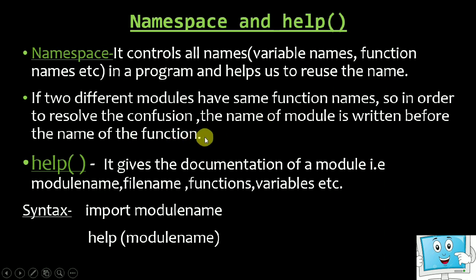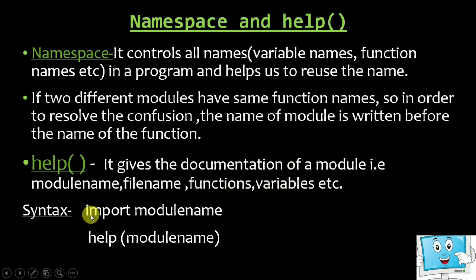This we will understand practically. Next we have is the help function. It gives the documentation of a module. That is, if we write the name of any function or the name of any module inside the parenthesis, it will tell us the name of the module, the file in which it is stored, the functions it has, and the variables it stores.